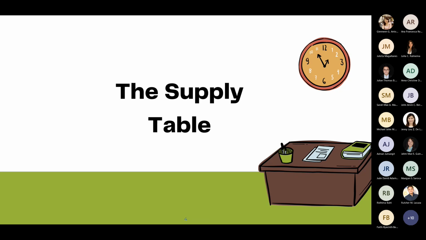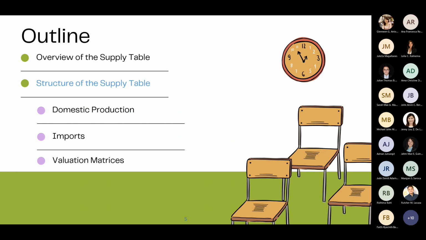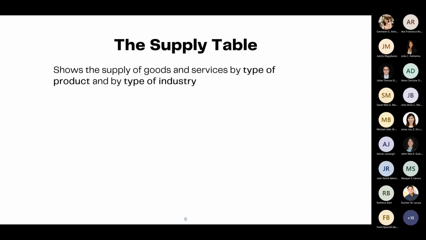For the supply table, our outline will be as follows. I'll first give an overview of the supply table, and then we'll delve into the structure of the supply table by going into each component of it. Most of the discussion will really circle around the structure of the supply table. Without any further ado, let's go into the overview of the supply table.